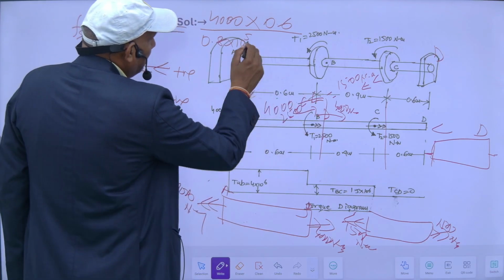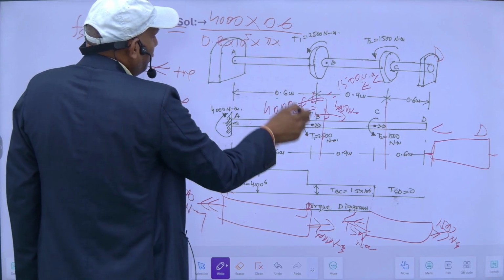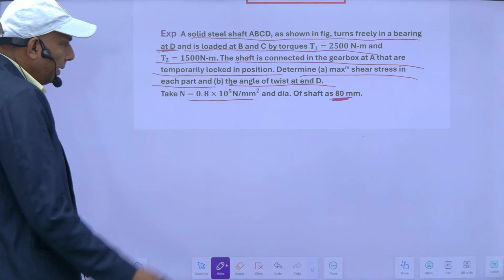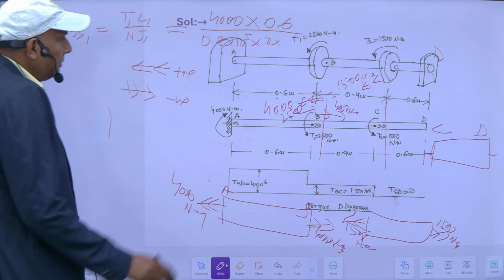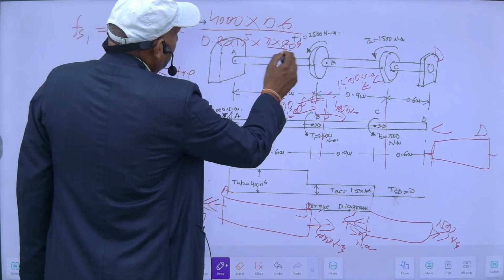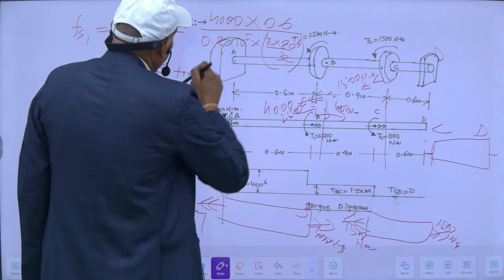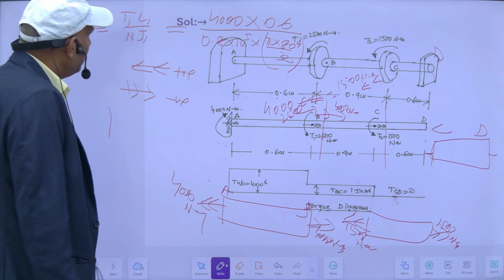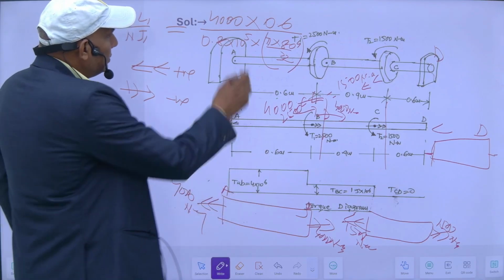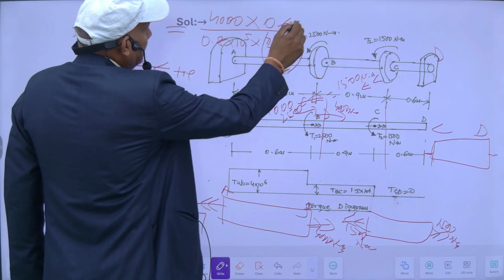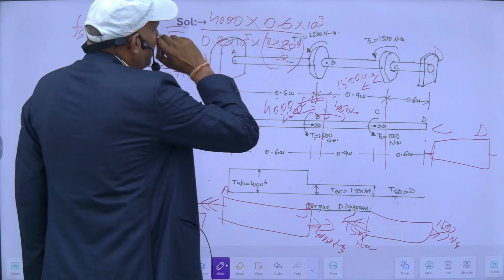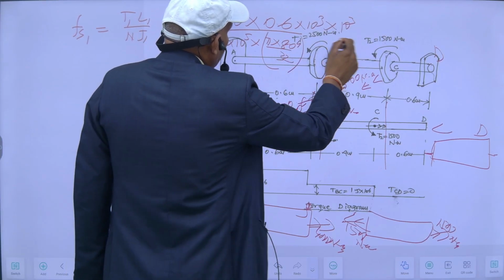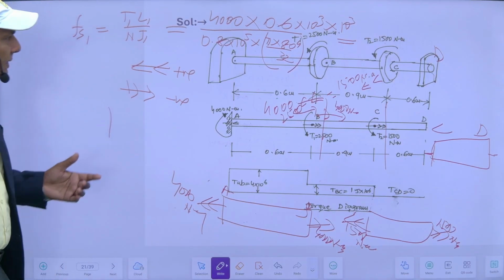polar moment of inertia, which will be pi into d to the power 4 upon 32. Here d is, I think, 80 mm, so it will be pi into 80 to the power 4 upon 32. So this is my J, and this is N into J, in Newton mm. This 4000 is Newton meter, so if I multiply it by 10 raised to the power 3, it will be Newton mm. And this 0.6 is also in meter, so again I will multiply it by this. With this I can calculate my Fs1.